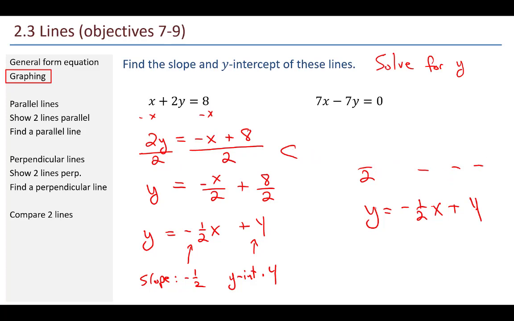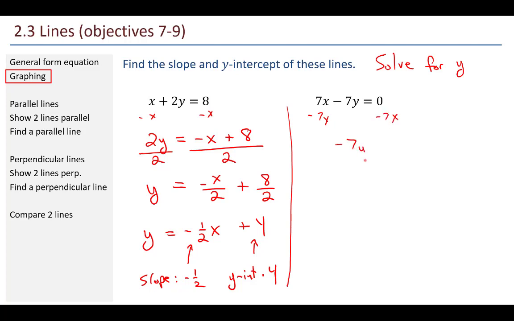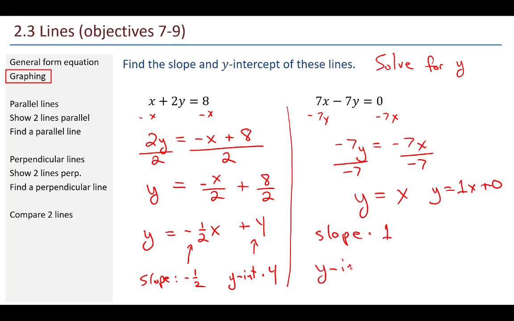All right, let's take a look at the equation on the right. To solve for y, I will subtract 7x from both sides, and we get negative 7y equals negative 7x. Oh, let's divide both sides by negative 7 to get rid of that negative 7 in front of the y. And I end up with y equals x. Well, what is the slope and y-intercept for this line? Well, this is kind of like y equals 1x plus 0. I'll write this down. y equals 1x plus 0. So my slope is 1, and my y-intercept is 0. So this is really just the line that goes right through the origin with a slope of 1.